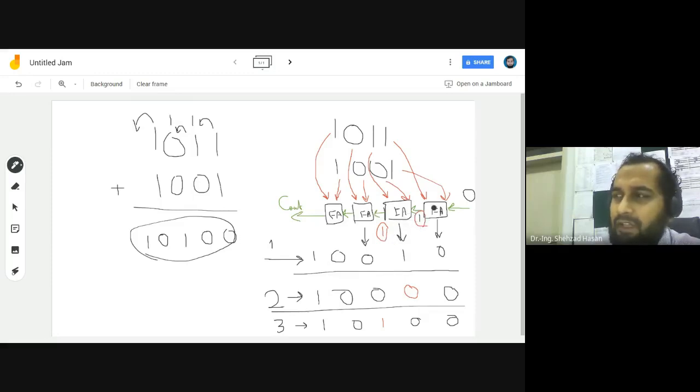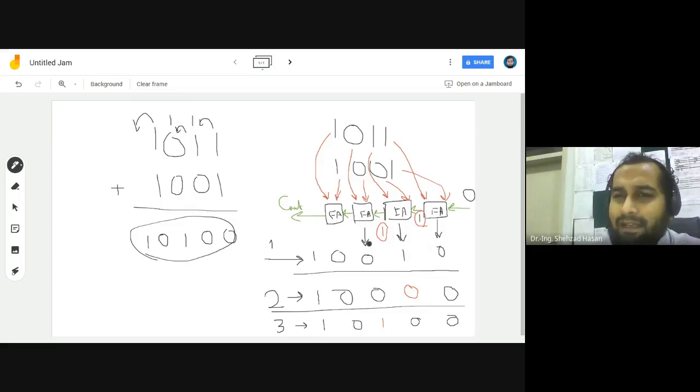But if in the first step, this full adder could have known what the input would be, this is going to happen in the first step, right? So that's what carry skip adder is going to do. Now we talk about the carry select adder.